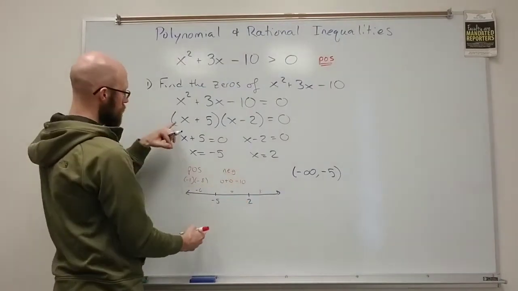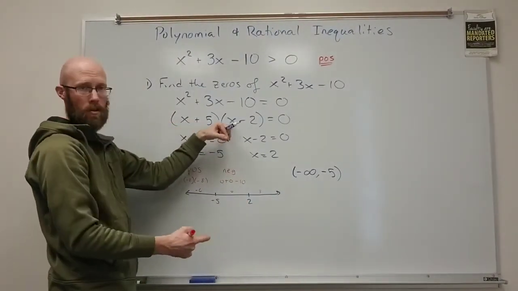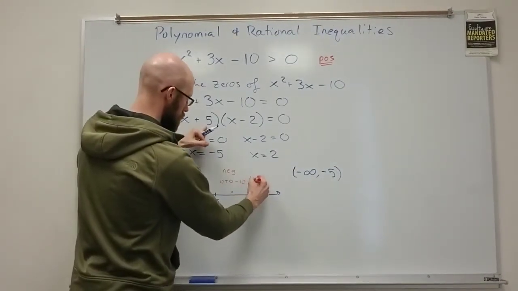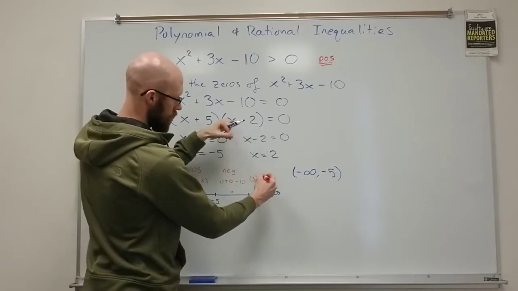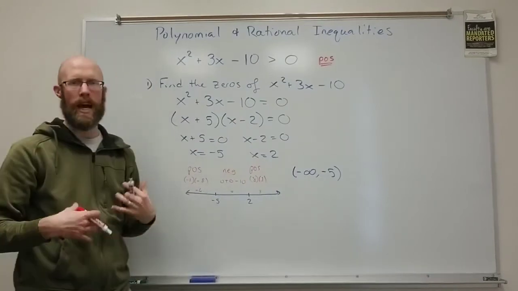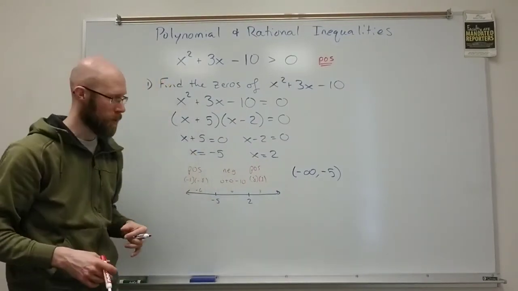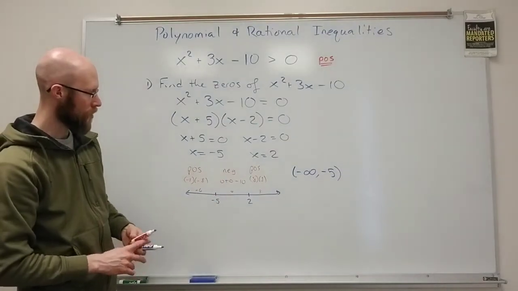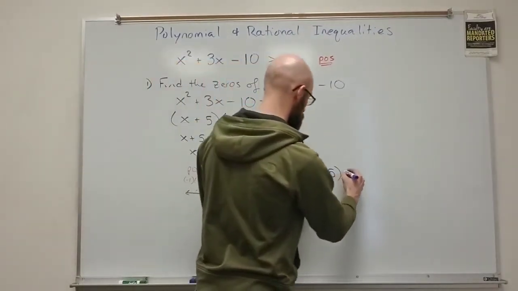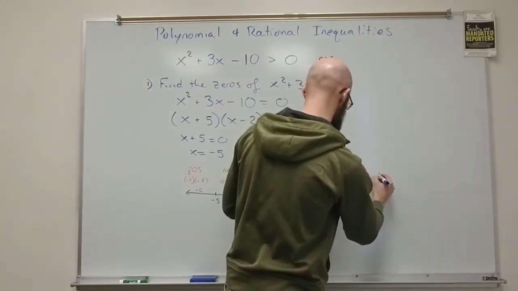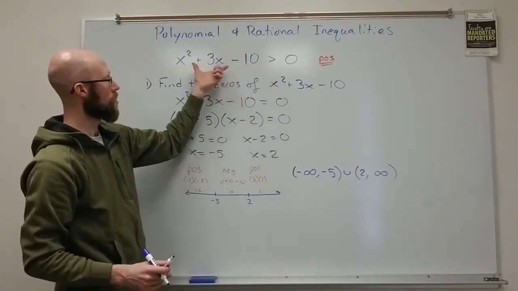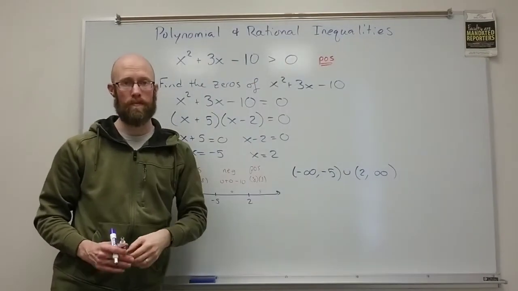If I plug in a 3, 3 plus 5, and again I'm going to the factored form, but you could go to the original, it doesn't matter. 3 plus 5 is 8. 3 minus 2 is 1. 8 times 1, that's a positive number. Again, I don't care what the actual value is, just the sign of the value. So it gives me a positive, so I know that region is part of my solution. And so the other part of my solution will be from 2 to infinity, again excluding the 2 because I don't want to know where the polynomial equals 0, just where it's greater.